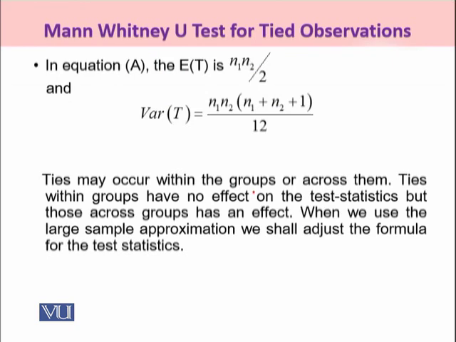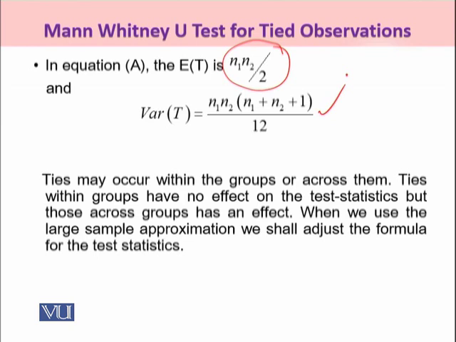Now in equation A, the mean, that is the expected value of T, is N1, N2 by 2, whereas the variance of T is N1, N2 into N1 plus N2 plus 1 divided by 12. And as you have observed, by taking its positive square root, we have taken this variance into the standard error. So when you take the positive square root of the variance, it gives you the standard deviation.